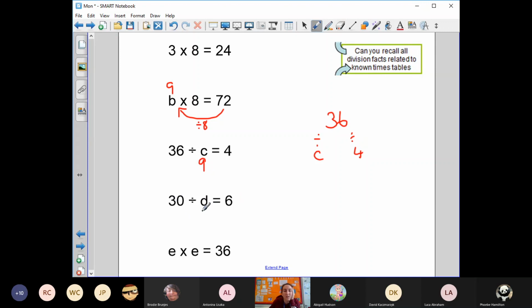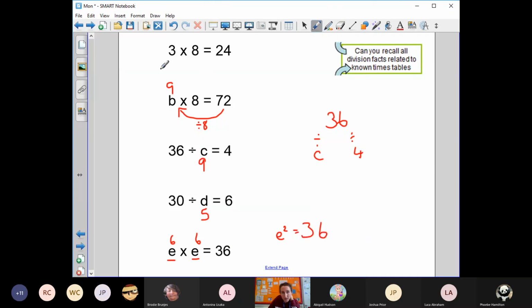30 divided by something equals 6, that D would be 5. Now then, E. I've got E times E, which means I'm doing a number times by itself to make 36. Well done, Brody, well done. Alex, excellent. E, it would have to be 6, wouldn't it? Because 6 times 6 equals 36. Another way I could write that is I could write E squared, because it's E times by itself equals 36.